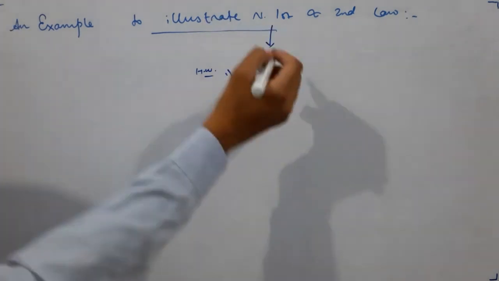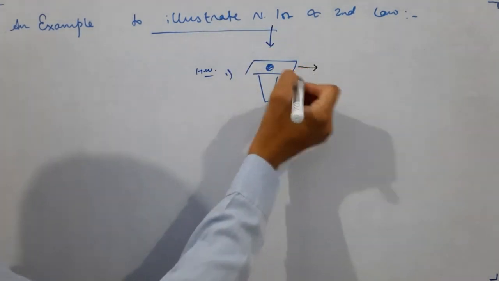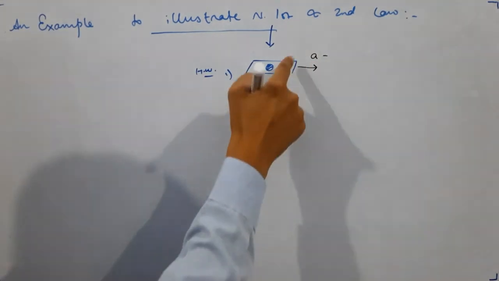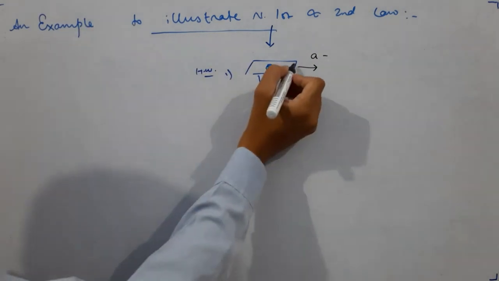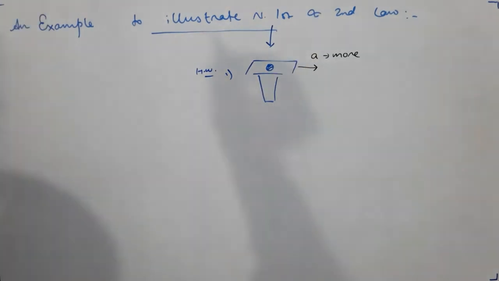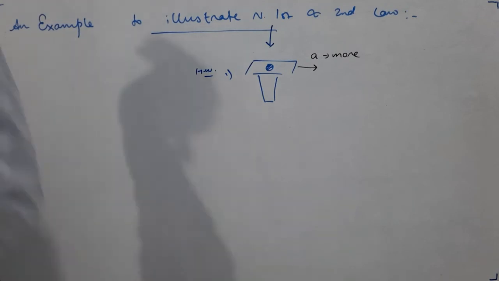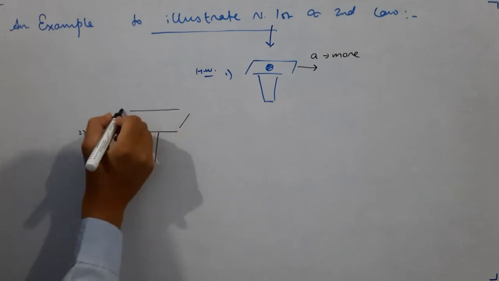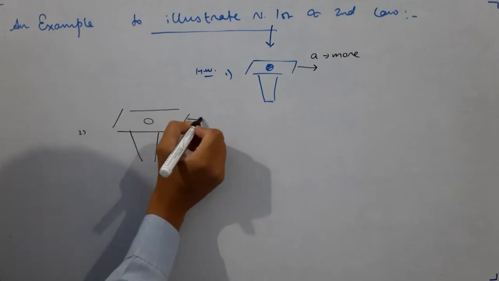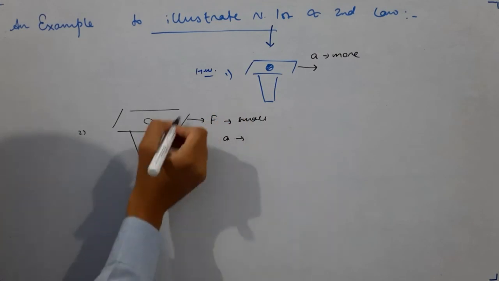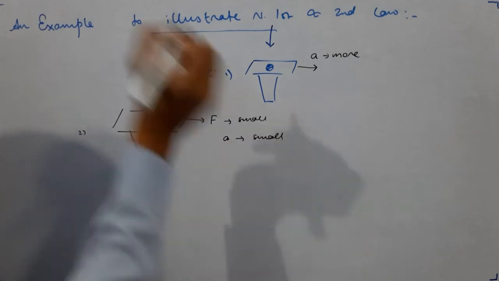See students, in the first case I pull it with a greater force. That means the acceleration of this cardboard or CD is more. If you apply more force, it will suffer greater acceleration. In the second case, I had the same situation, but I applied a smaller force, and because of that the acceleration of this cardboard was small.